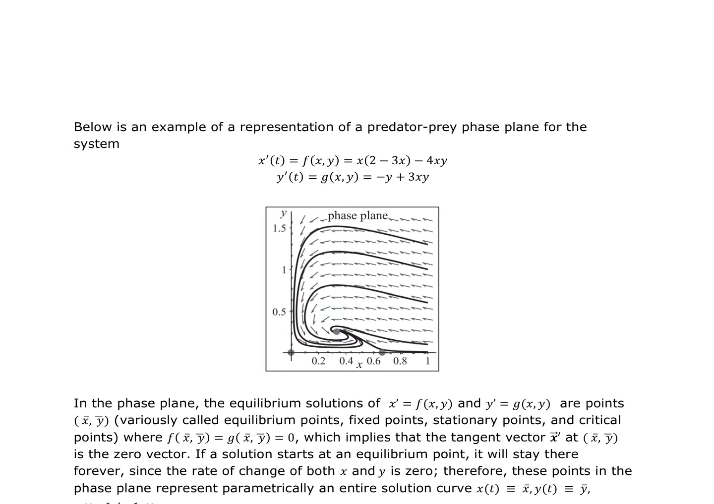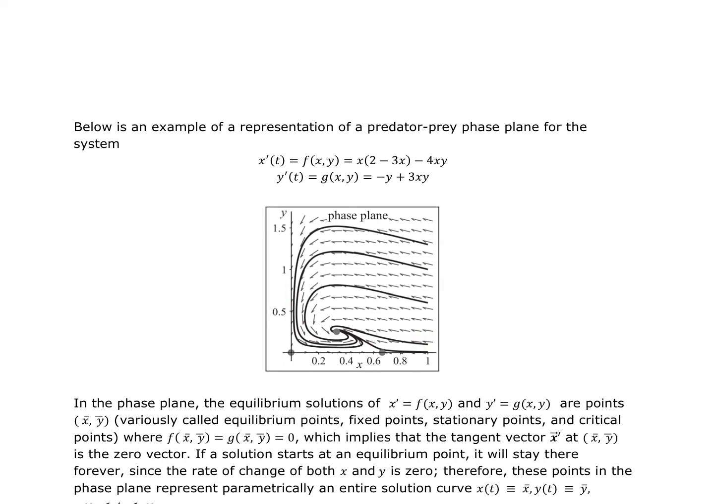So if we take a look at our predator-prey, we like the predator-prey because it gives us all kinds of information. This is the phase plane for this system, where I've got x prime of t is equal to f of x, y, which is equal to, in this case, x times 2 minus 3x minus 4y, and y prime of t is equal to g of x, y, which is negative y plus 3xy. So here's an example of the phase plane.